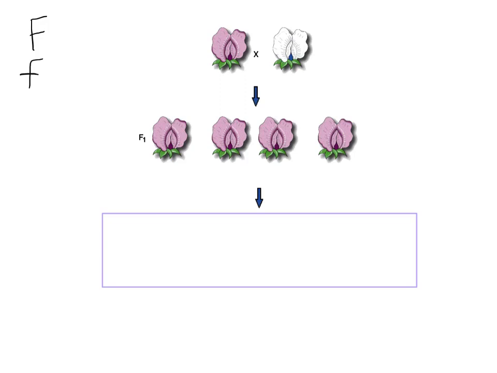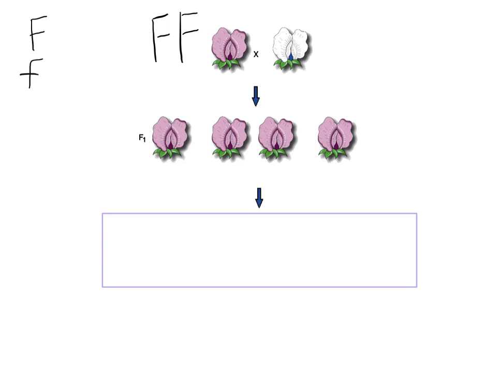So we know that it is homozygous. It has two identical alleles. And we know now, looking at the first generation, that all of the offspring were purple. So that must mean that purple is dominant. So the genotype for the purple plant is capital F, capital F.